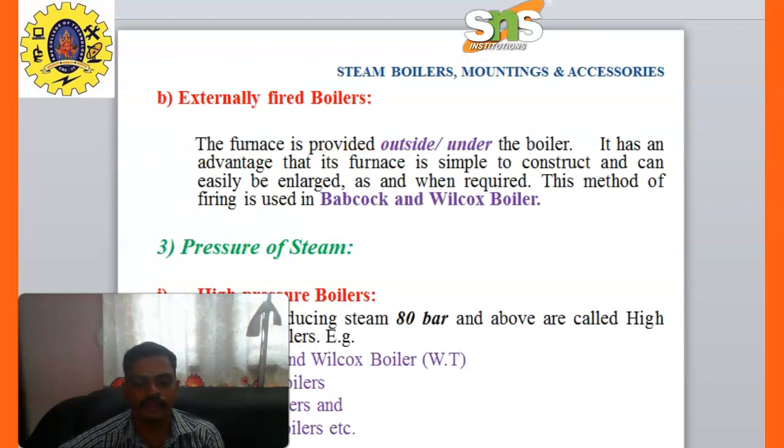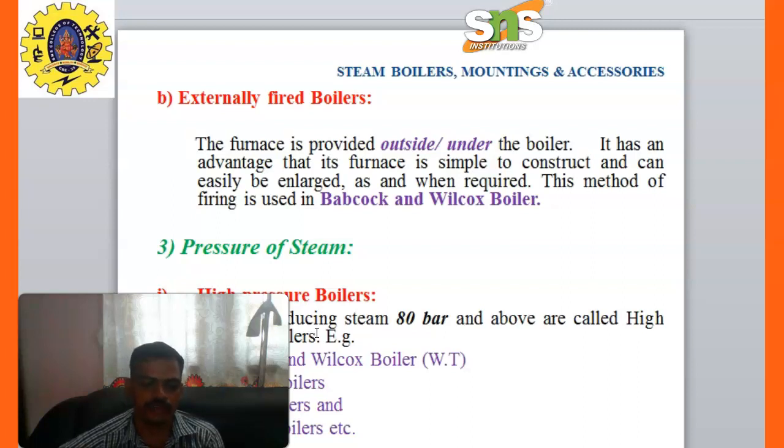Externally fired boilers: the furnace is provided outside or under the boiler. It has the advantage that its furnace is simple to construct and can be easily enlarged as and when required. This method of firing is used in Babcock and Wilcox boiler.